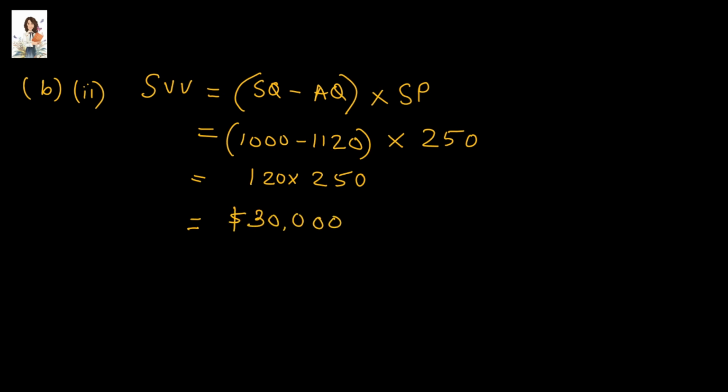But again, is this a favorable or adverse variance? The company had estimated that it would be able to sell 1000 units, but actually it was able to sell 1120 units. That means it was able to sell more units than estimated, which is a good thing for the company, and therefore this $30,000 is a favorable variance, which will be denoted by the letter F in brackets.